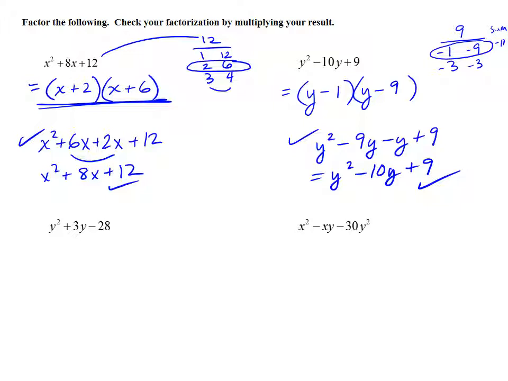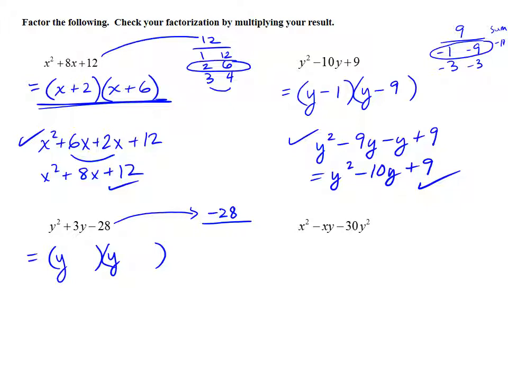Next example, y squared plus 3y minus 28. Again, a trinomial will factor to two binomials, so set up your parentheses. The y squared goes to y and y. And then we take our -28, and you do need to make sure you use the sign, and we're going to look at pairs of factors.